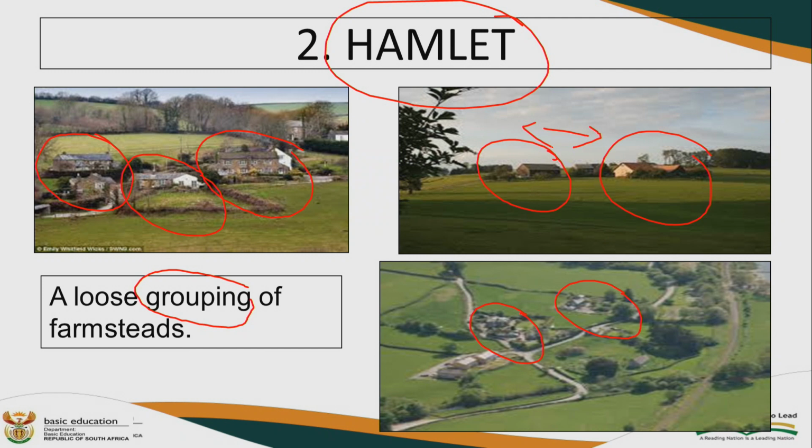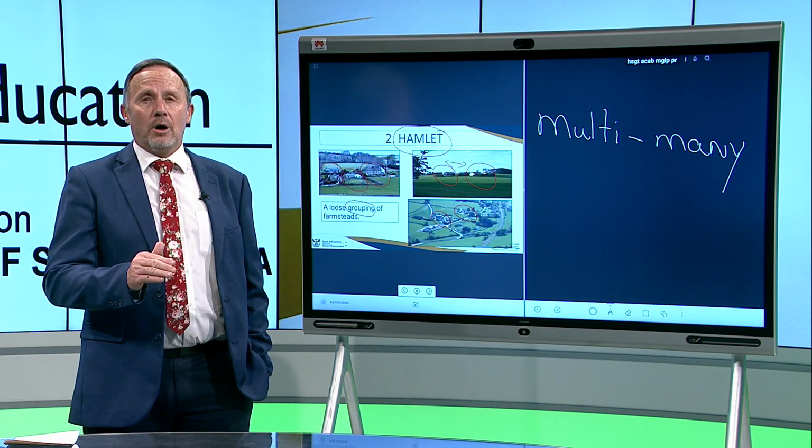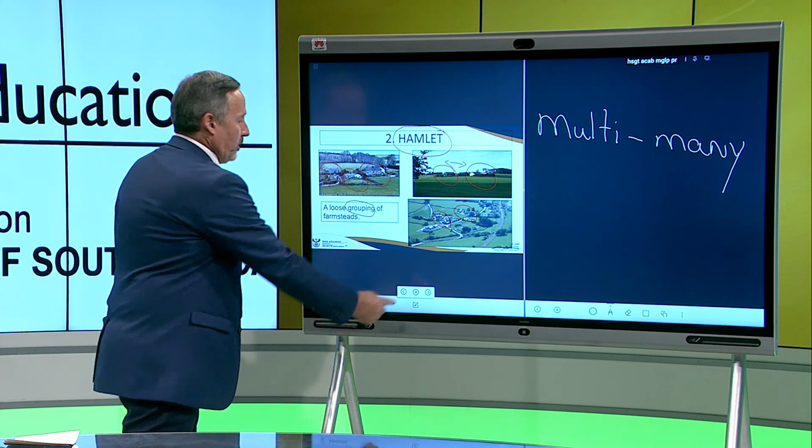So we're not classifying rural or urban now. These are rural. We're not classifying site or situation. We are classifying according to size. Hamlet, second biggest, and a little bit more complex than the isolated farmstead. Number 3.